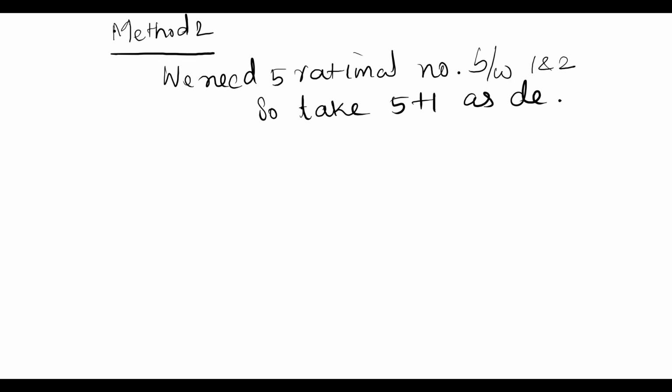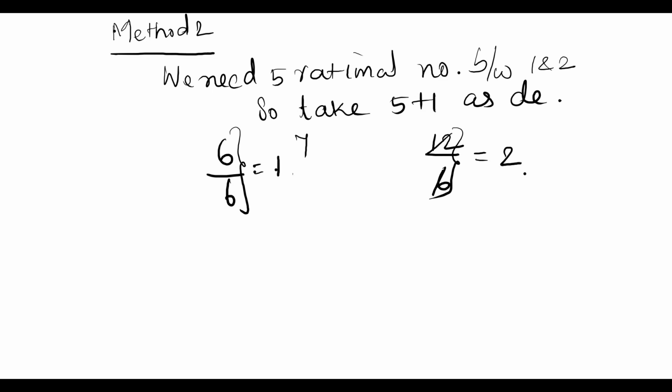So I can choose the first numerator to be 6. So 6 divided by 6 will be 1. This is my first integer. The next integer is 2. So I have to choose 12. 12 divided by 6 is 2. So if I cancel this, I will get 2. So this is the integer they have specified. So now we have written 1 in fractional form as 6 by 6 and 2 in fractional form as 12 by 6.